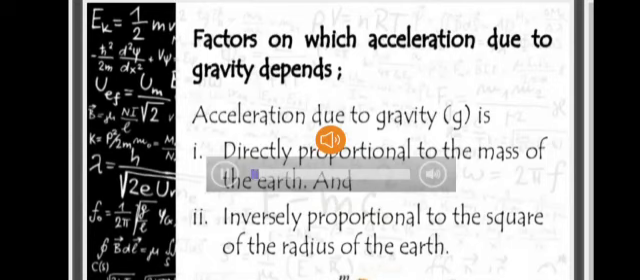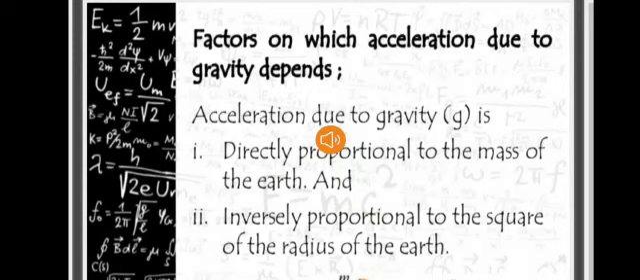Factors on which the value of g, acceleration due to gravity small g, depends. The value of the acceleration due to gravity small g depends upon the mass of the Earth or a planet and the size, that is radius of the Earth or the planet. Therefore, the value of the acceleration due to gravity does not depend on the mass of the object.